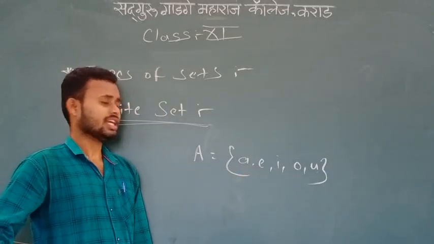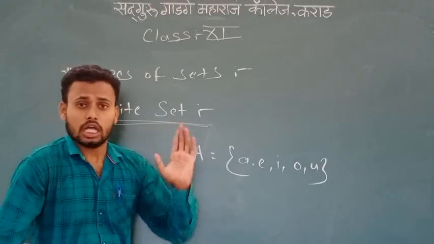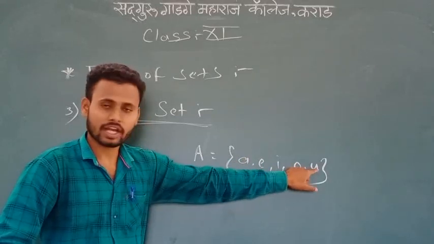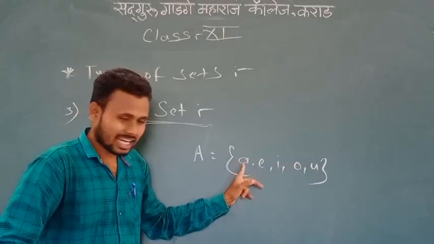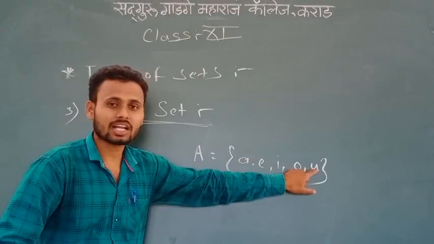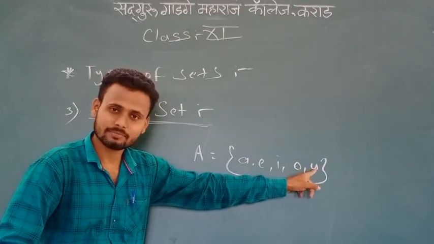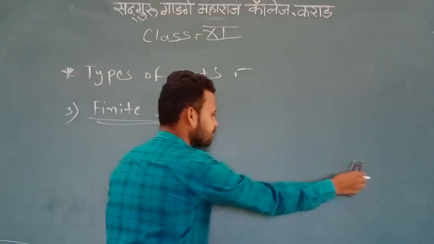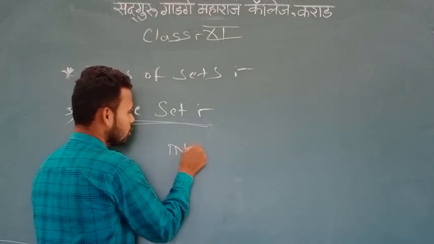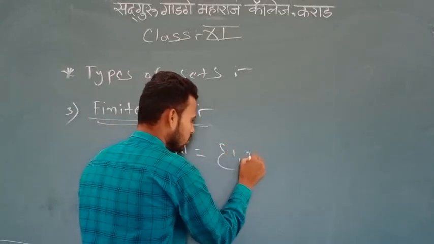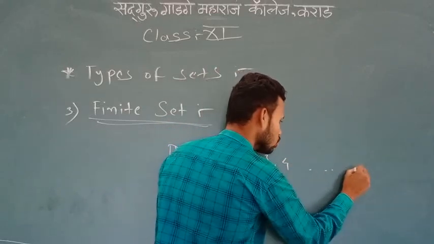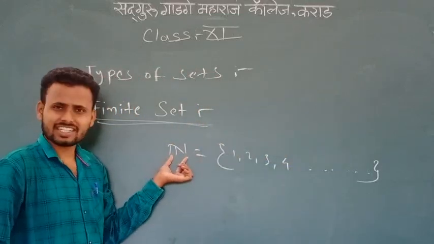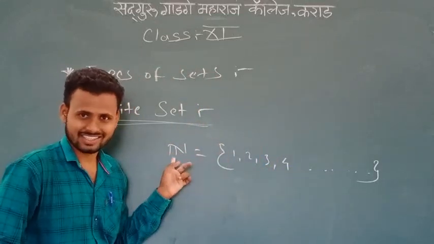Now what was the definition of a finite set? In a set the process of counting of elements comes to an end. That means if there is a set and we can count the last element of that set, then we can call it a finite set. Now the next one: we know the natural number set. It starts with 1, 2, 3, 4 and so on, and the last element we don't know. This is the set of natural numbers.